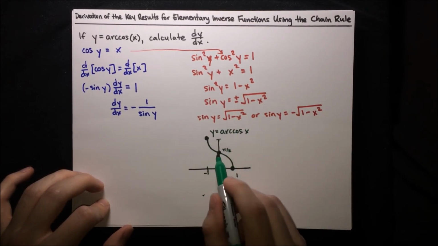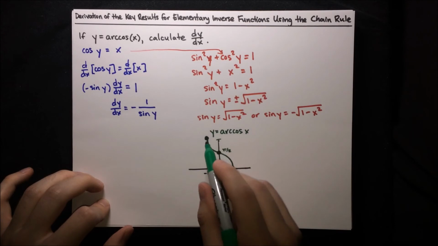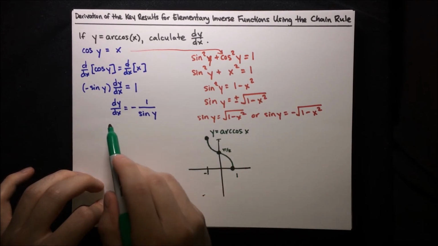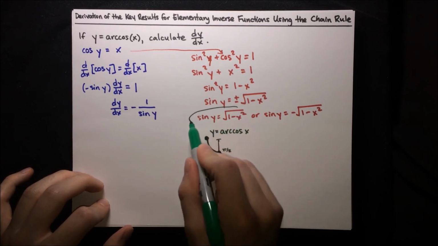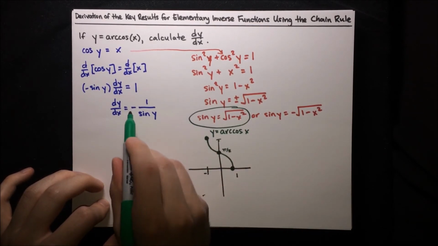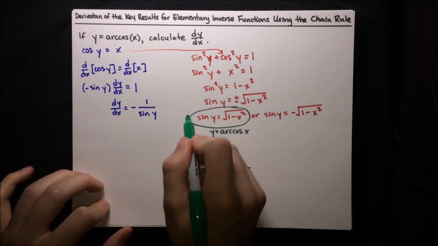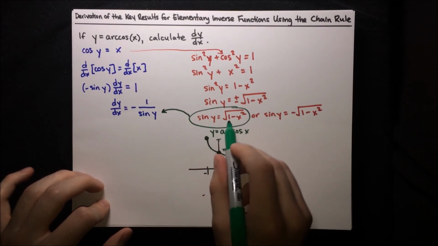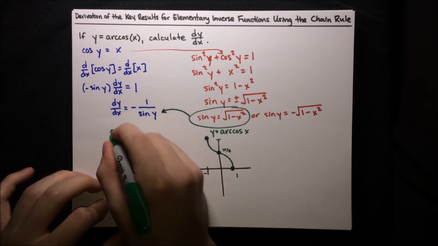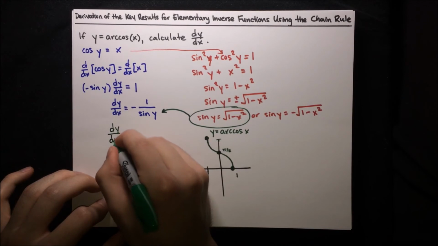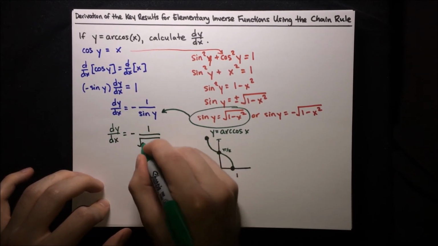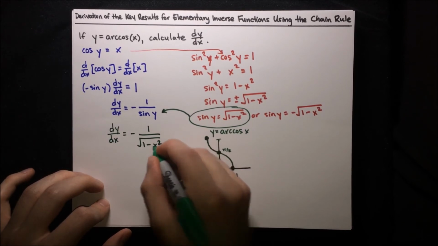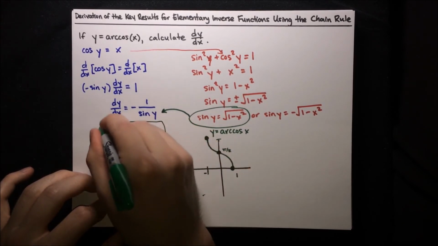Based on this graph, we can tell that arc cosine is decreasing the whole way, so the derivative needs to be negative. So we want to choose sine y as positive so that it won't cancel out that negative in front. Subbing this value in, sine y is positive root 1 minus x squared, we find that dy dx equals negative 1 over root 1 minus x squared. There we go. There is our derivative.